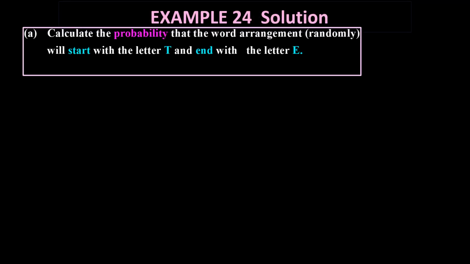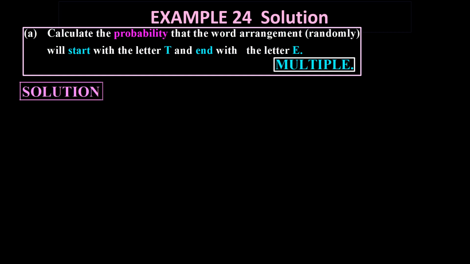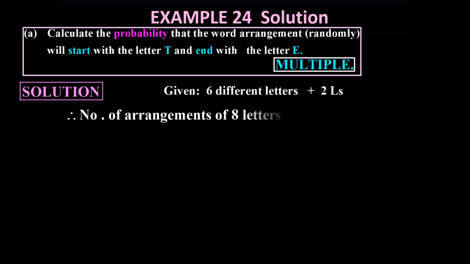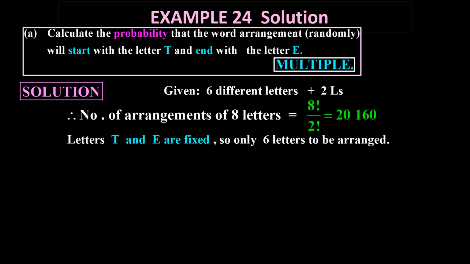Okay, we have got the word multiple, and we want to find a probability here. So let's see. As we can see, there are 8 letters. 6 of them are different, and we've got 2 L's. So how do we arrange 8 letters? If we have 2 L's, that will be 8 factorial divided by 2. You can leave it like that, but it's not such a large number. That's 20,160.